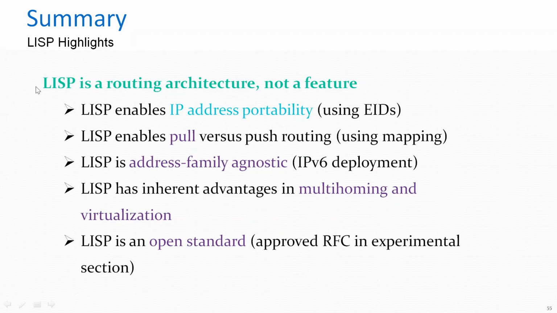And finally we reach the summary. So what we covered so far is that Lisp is a routing architecture, not a feature. Lisp enables IP address portability. We have seen that we can decouple, or separate, the host route and the topology route. Lisp enables pull versus push routing using mappings. Lisp is address family agnostic. This also we have seen in the example. Lisp has inherent advantages in multi-homing and virtualization. This also we have seen in the example. Even for virtualization we have done a lab.